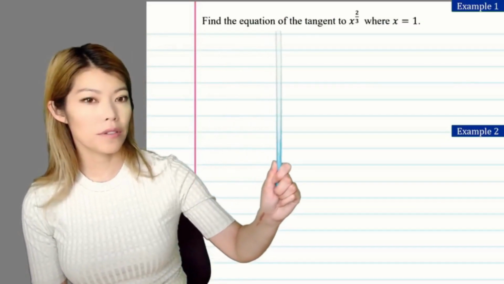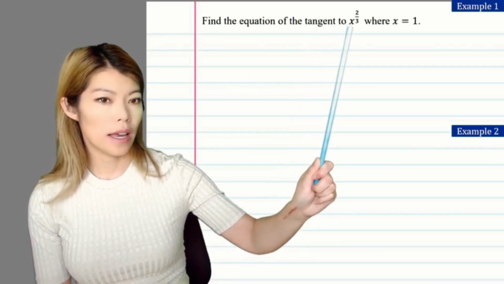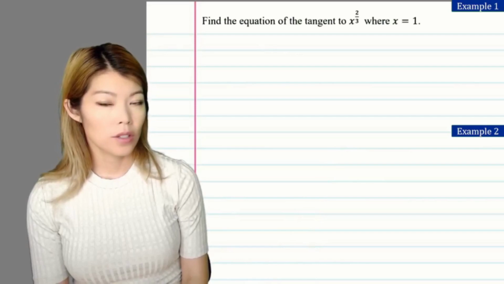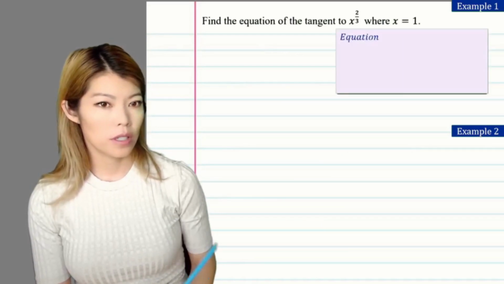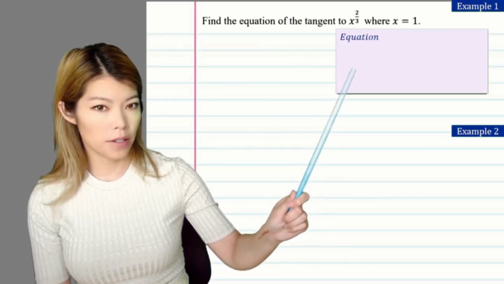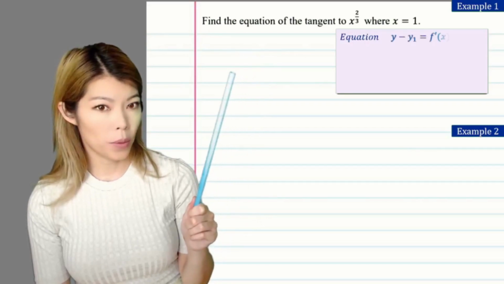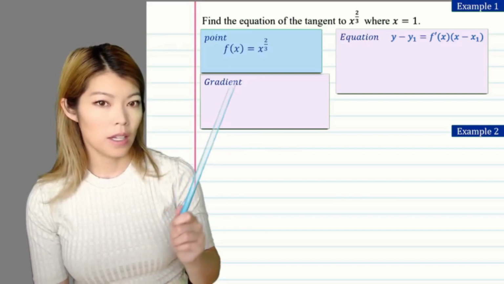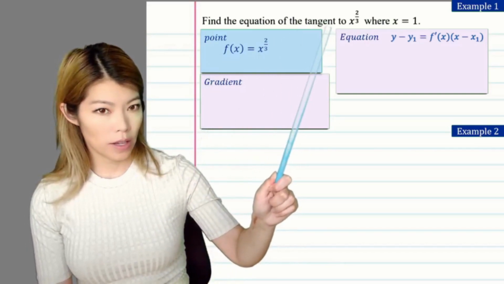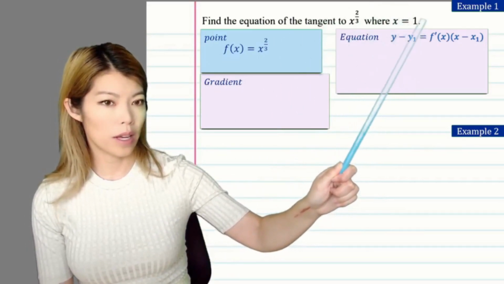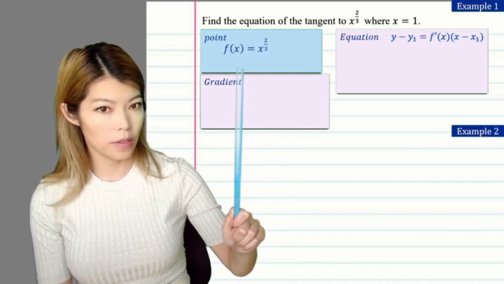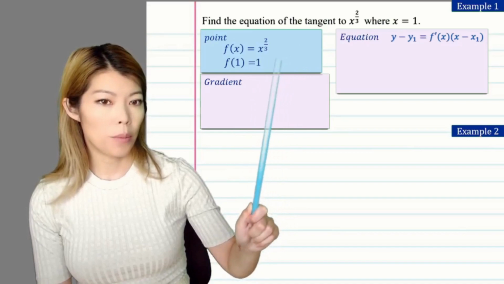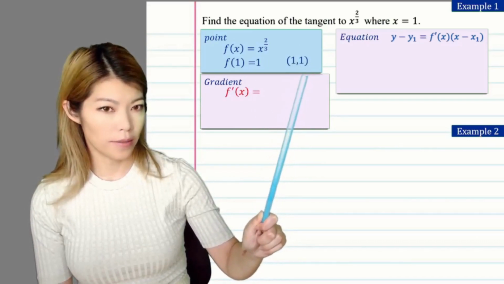So find the equation of the tangent to x to the power 2/3 at x equals 1. So the three steps for these types of questions to find the equation, that's the final step, is to first obtain a point and then find the gradient. So for the point, we use the original equation, substitute x equals 1 to find the y value. So when x is 1, 1 to the 2/3 is just 1. So our point is (1, 1).